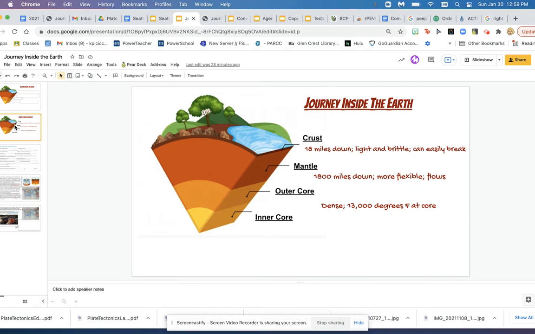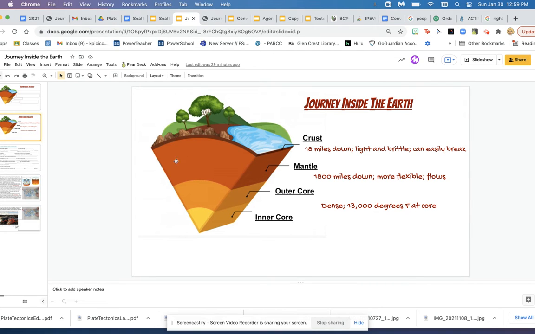So we talked about how there are 4 layers of the earth. The top part is called the crust, and it goes for about 18 miles down. So if I were to burrow down and make a hole about 18 miles down, that's how big the crust is. That's how far down it goes. It's really light and brittle. So brittle means it's going to crack and break easily. And that's what the crust looks like. The crust has the oceans on it. It has our land or continents on it.